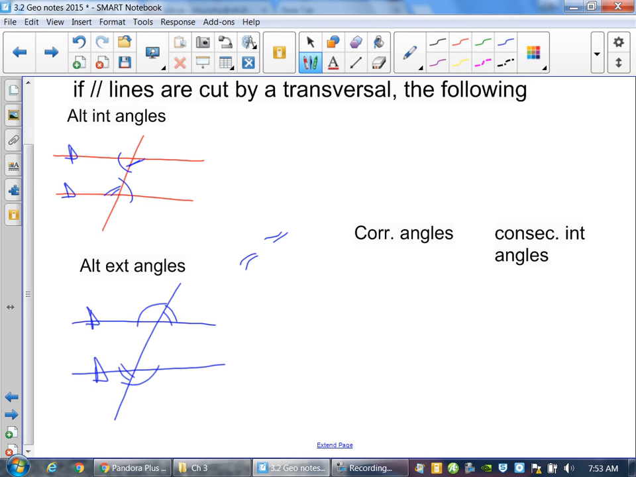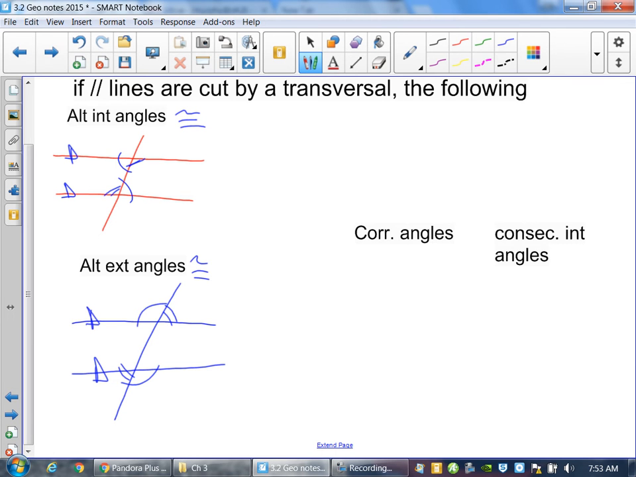So if two parallel lines are cut by a transversal, alternate interior angles are congruent. Alternate exterior angles are congruent. I'm not overstepping the fact that you guys have seen this, right? Anyone remember this? I know you guys have seen this. Okay.